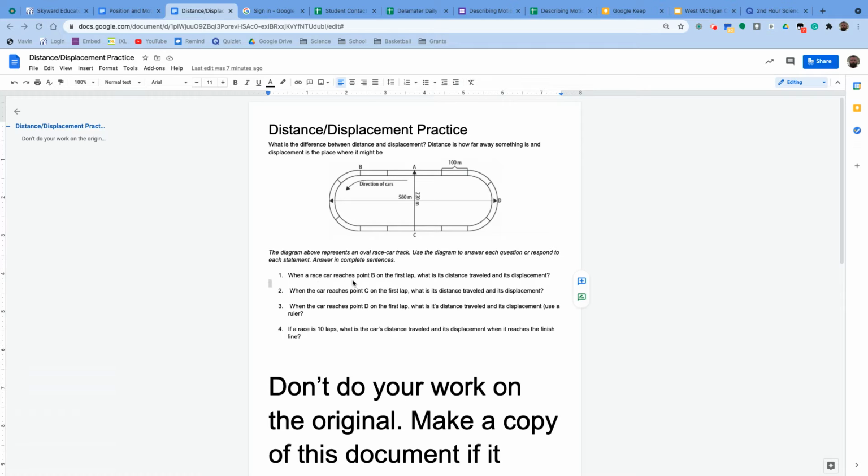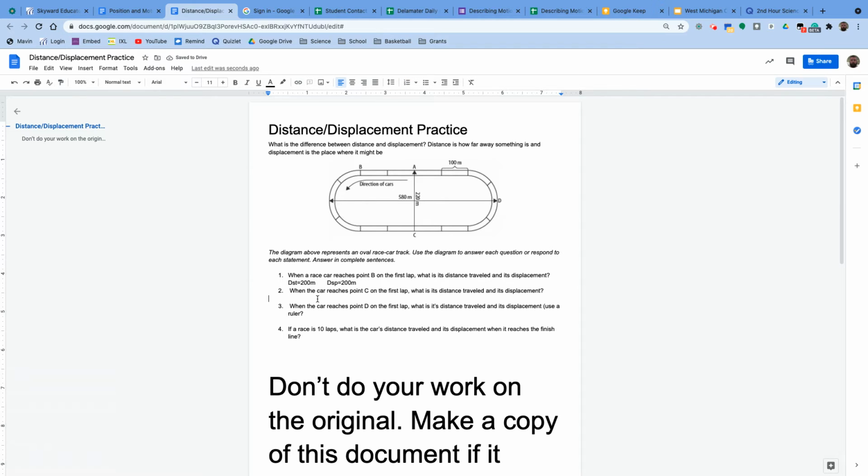It says when a race car reaches point B on the first lap, what is its distance traveled and its displacement? So if you look here, each one of these marks is 100 meters from the last mark. So if I go from A to here and then to here, that's 200. So we have 200 meters. And because the displacement is on that same line, we know that it is the same, which is also 200 meters.